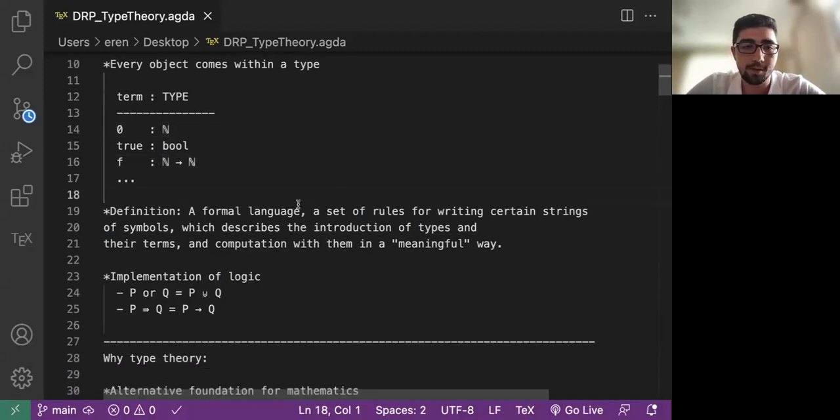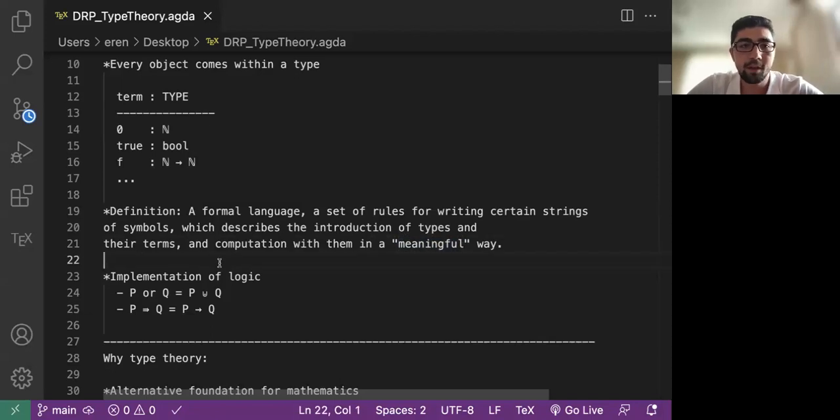So let us give a formal definition. Type theory is a formal language, a set of rules for writing certain strings of symbols, which describes the introduction of types and their terms and combinations with them in a meaningful way. I highlighted meaningful because it's also a philosophical choice. What do you mean by meaningful and what do you consider as true? But today we will not dive into that discussion much.